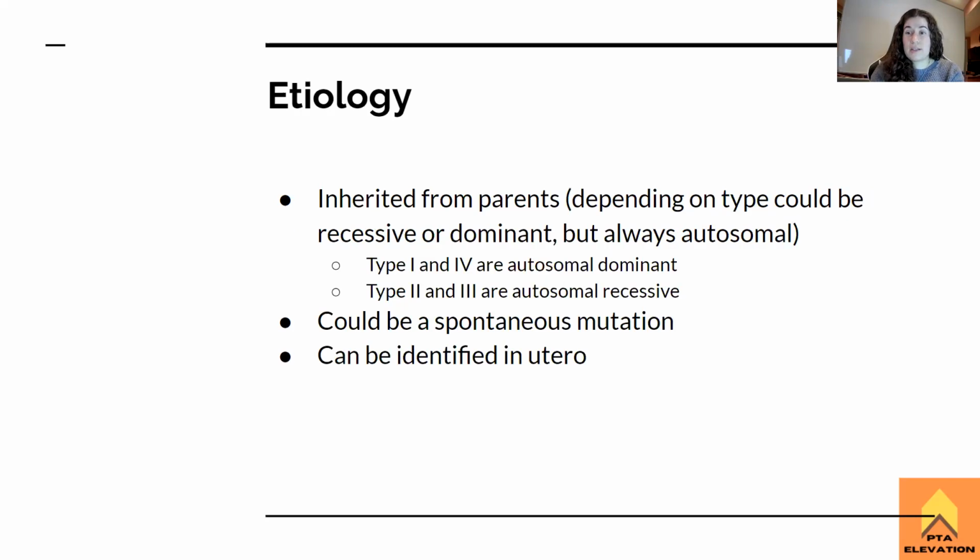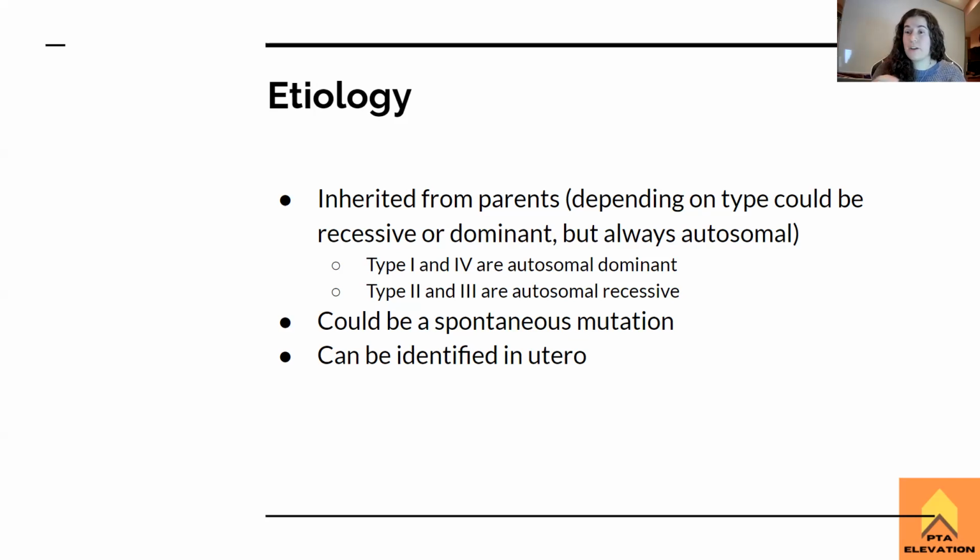So, the etiology. This is an inherited disorder about 50% of the time. Sometimes it can be a spontaneous mutation, which causes osteogenesis imperfecta as the fetus is developing in utero. Remember, like cystic fibrosis can be inherited, Duchenne muscular dystrophy is inherited, and so on. With this one, it depends on the typing. It's always autosomal, and could be recessive or dominant. Type 1 and 4 are autosomal dominant, type 2 and 3 are autosomal recessive.